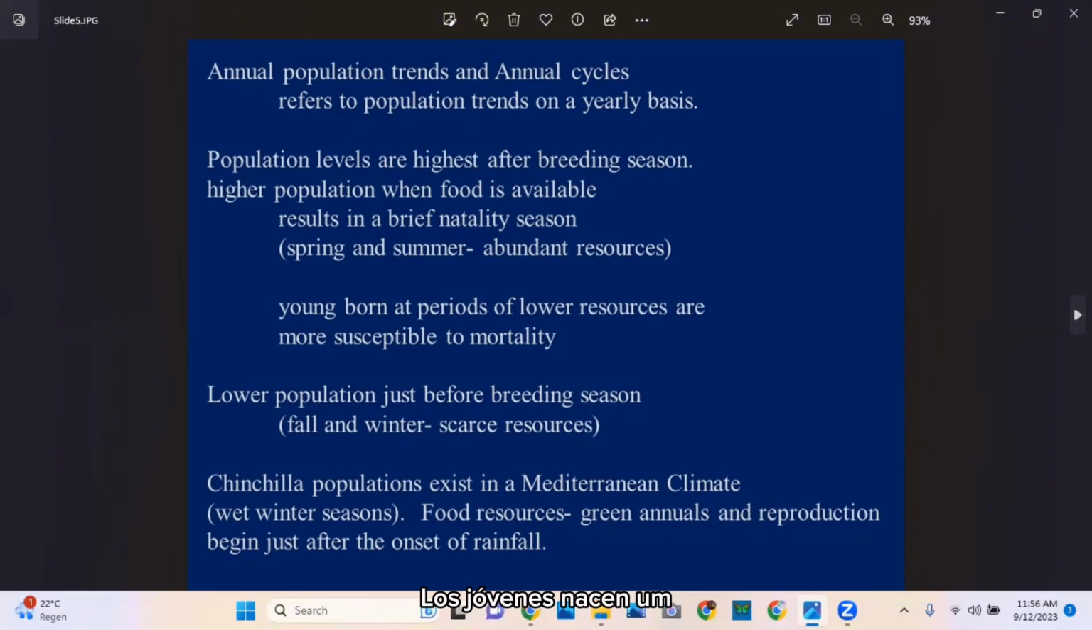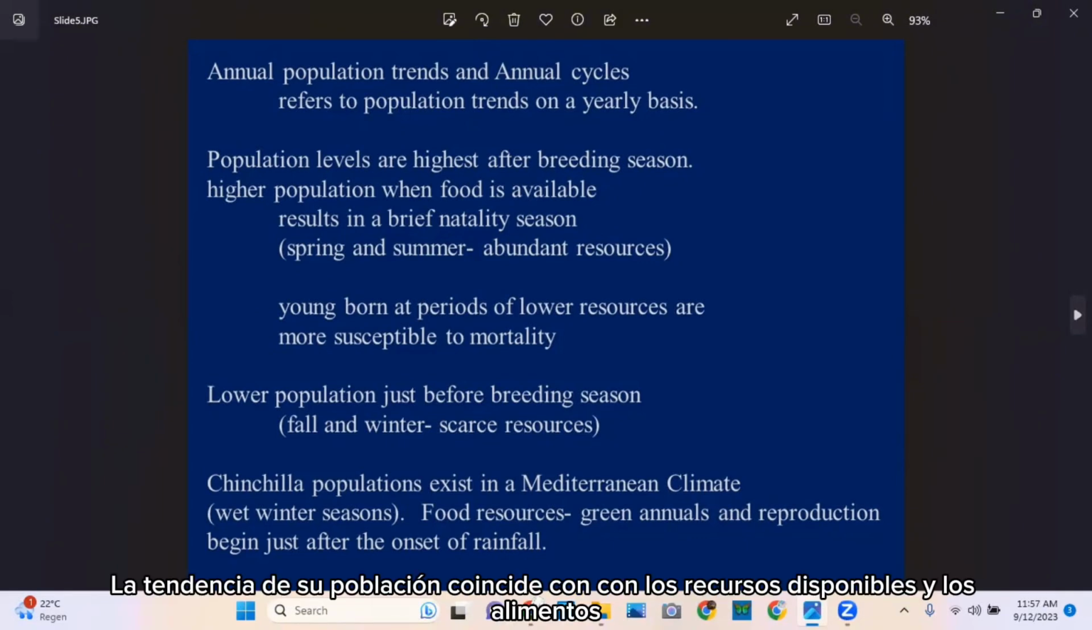The young that are born at periods of lower resources are more susceptible to mortality. There's less resources, or there's less food for them. Lower populations are just before the breeding season, in the fall and the winter, and that's when the resources are scarce. So your population trend coincides with the available resources and food.